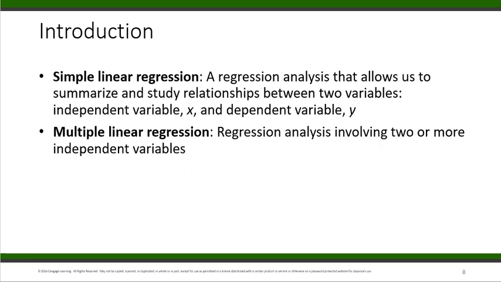Depending on the number of independent variables, we may be dealing with simple linear regression or multiple linear regression. So when we have just one independent variable, it's called simple linear regression. So we have one y, one x. When we are dealing with multiple independent variables, that would be called multiple linear regression. So we'll be dealing with one y, but with multiple x's. So we're going to talk about both of these cases.